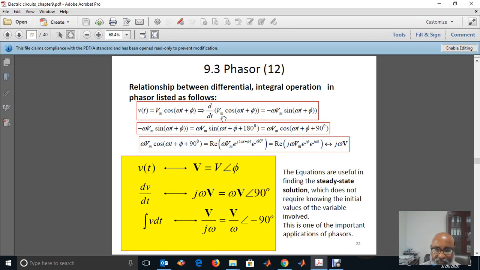What is the derivative of this? The derivative of cosine is minus sine, and by the chain rule, the derivative of omega t is omega. So I have minus omega Vm sin(omega t plus phi), and we change this to cosine form.